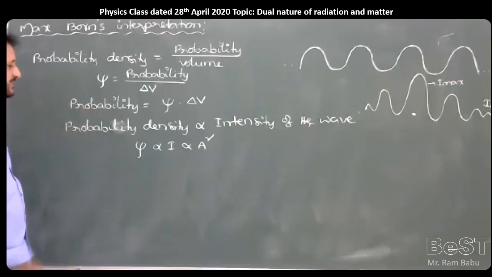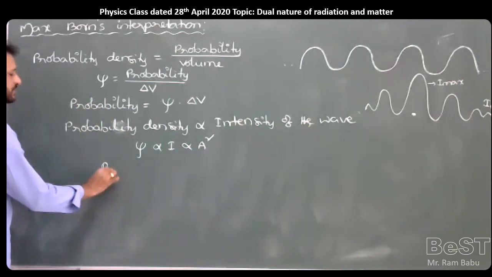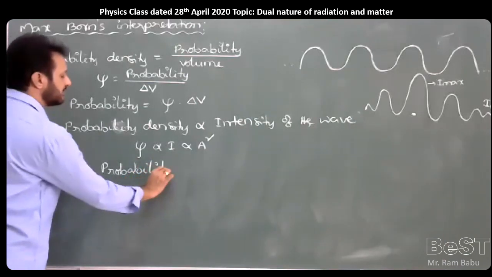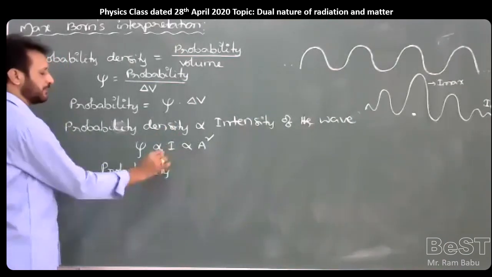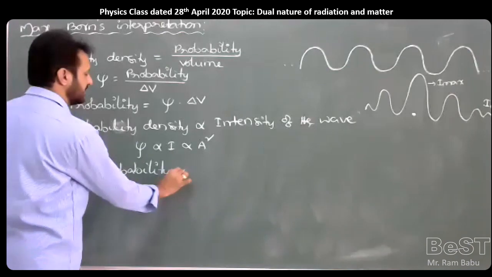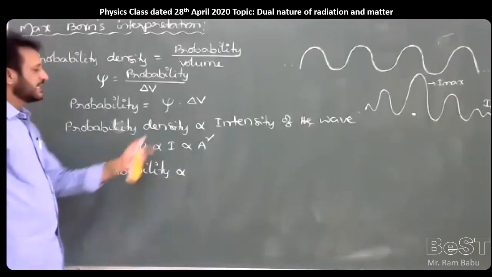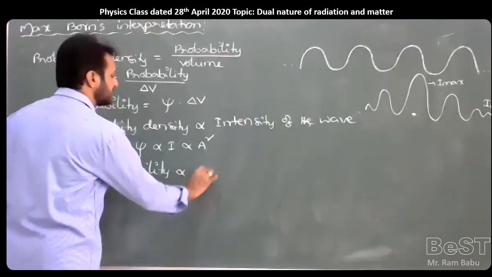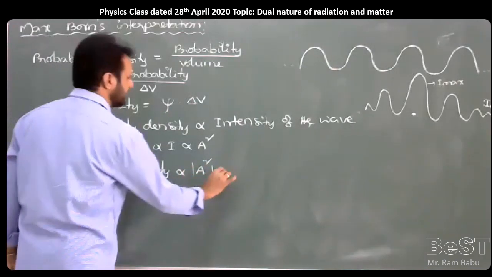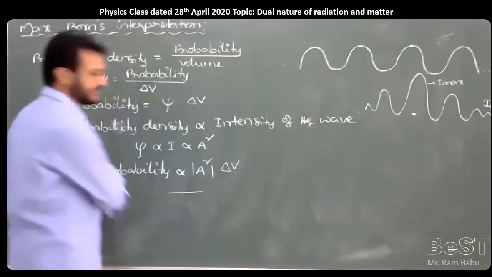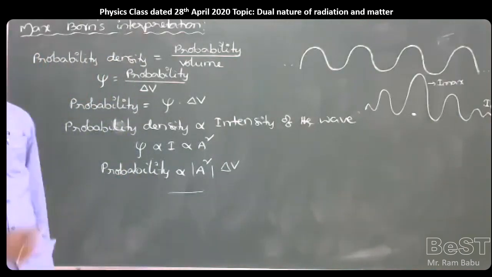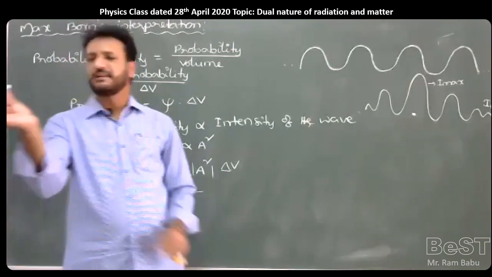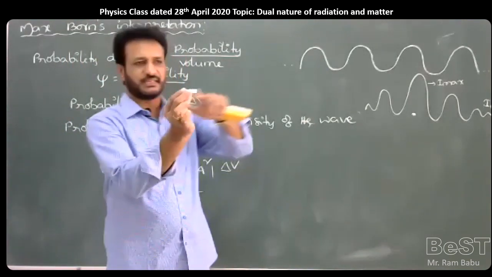So therefore we can say the probability of the wave or particle being found at a particular point is proportional to psi, but psi is proportional to a square, you should write. Which is equal to the square of the magnitude of the amplitude, into delta V, also we can write. So simply, what Max Born is saying is, when an electron is moving in space, like this.